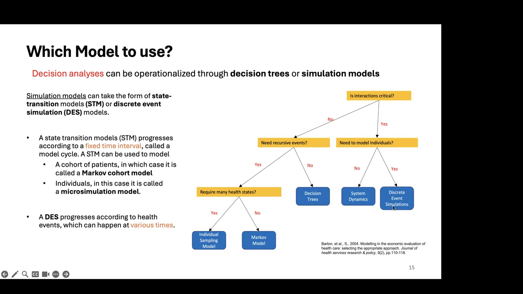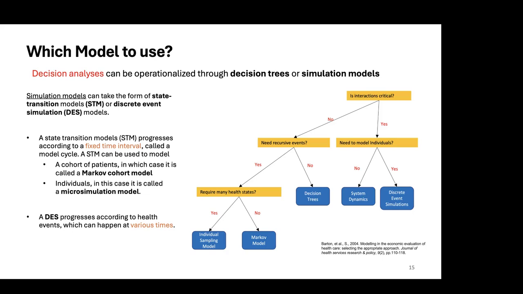So there are discrete event simulations. Is it an individual based model that you are talking about? Does it require a lot of health states or only a few states? Those questions lead to whether it is an individual based model, an agent based model, a Markov model, a decision tree based model, or a system dynamics model. These are decided based on what I am interested in doing. It's not one size fits all. The question drives which model to use.